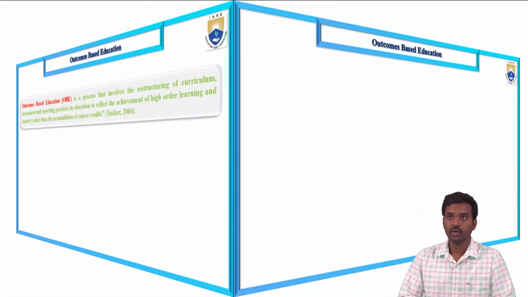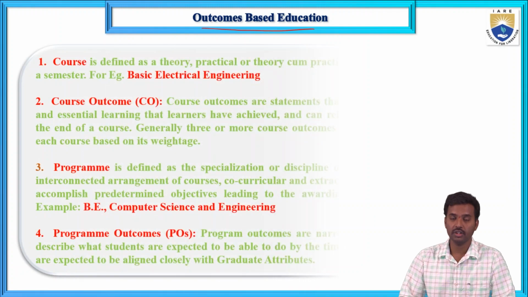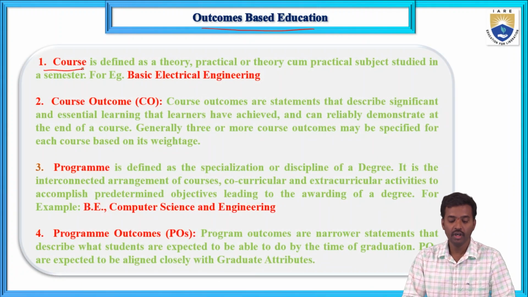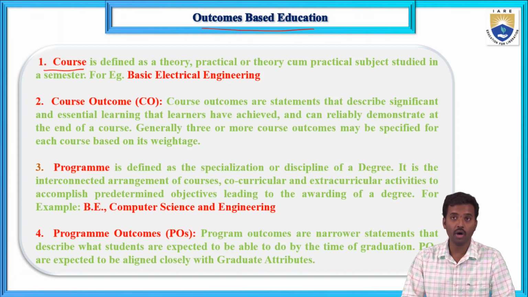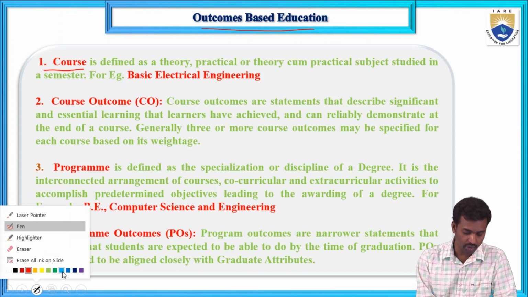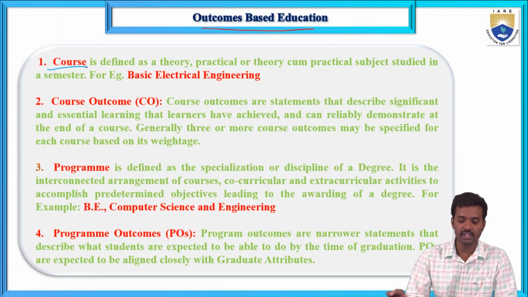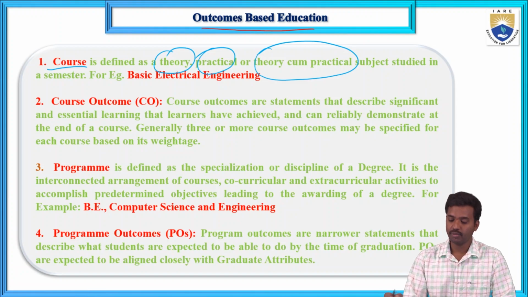So now here in the OBE outcome education system, these are the terminologies. The basic terminology in OBE: first, course; course outcomes; program outcomes; next PEOs, program educational objectives, and graduate attributes; and next PSOs, program specific outcomes. So the course is defined as a theory or practical or theory cum practical subject studied in the semester. So that is the course definition.